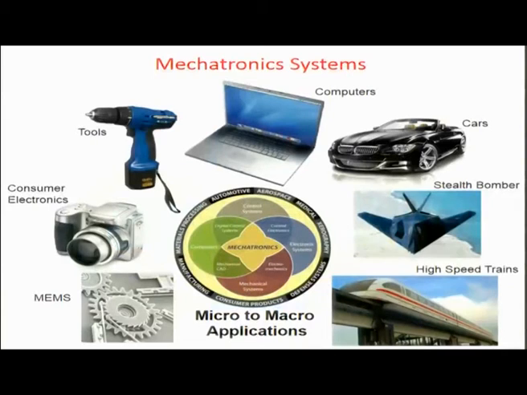There are many other examples. For example, mechatronics can be used from macro to micro applications. The figures here on the right show big objects, cars, stealth bombers, high-speed trains, which are based on some of these mechatronic principles. Again, you can have micro tools or consumer electronic products or even MEMS, which you have extensively done earlier, which would be a direct application of such mechatronic systems.